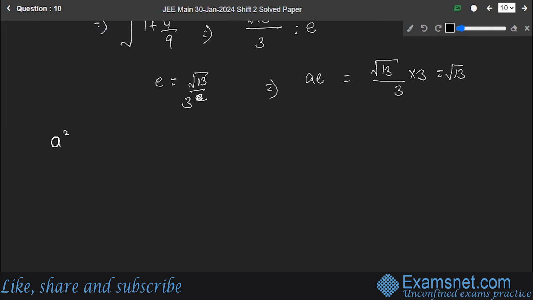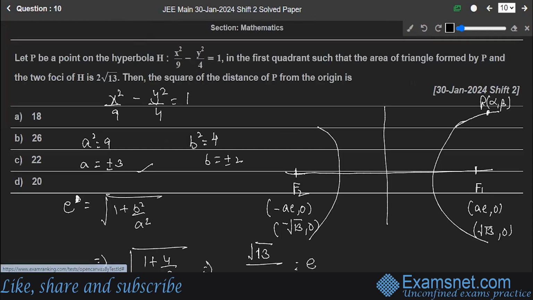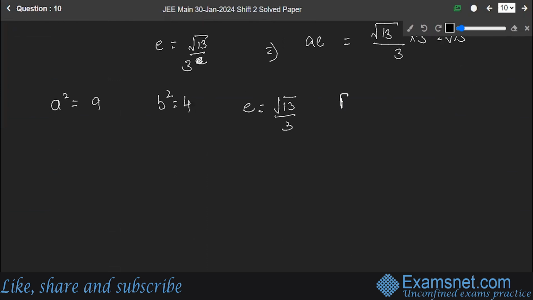Let's write down what things we got till now. A square was 9, B square was 4. E came out to be root 13 by 3. And the two foci were F1 was (root 13, 0) and F2 was (minus root 13, 0).